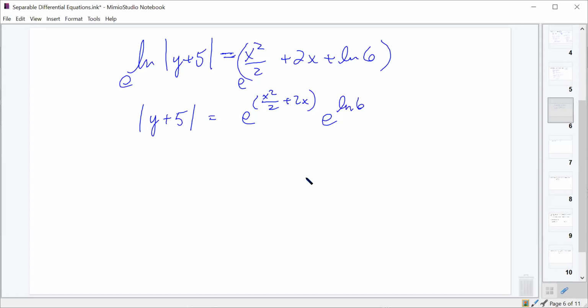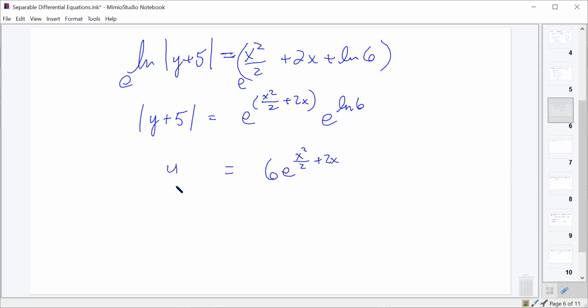This is just exponent rule, right? If I have x to the a plus b, that's x to the a times x to the b, right? That's how exponent rules work. So I have e to the a plus b plus c. I can make that e to the a plus b times e to the c. Everybody see that? And why might we want to do that? Well, because what's e to the natural log of 6? 6. So we have 6e to the x squared over 2 plus 2x.